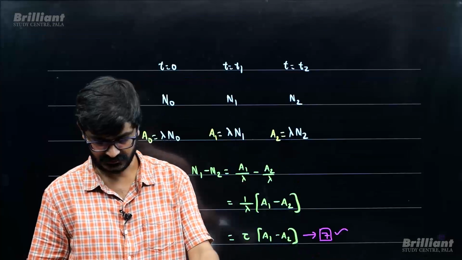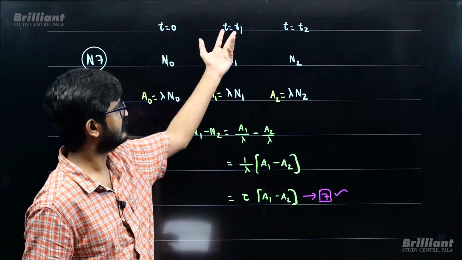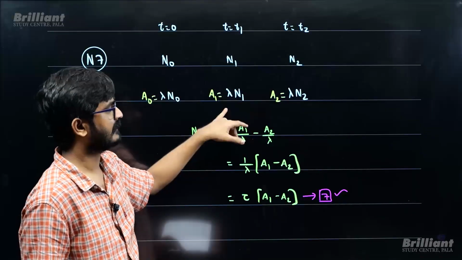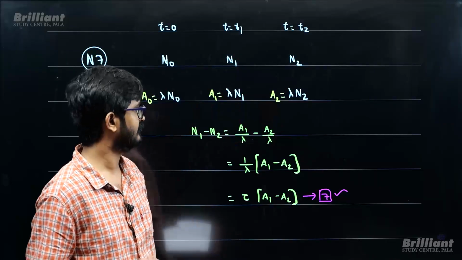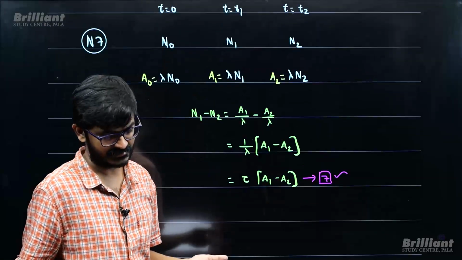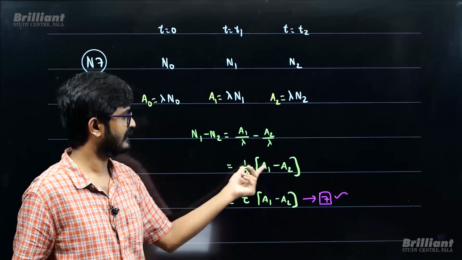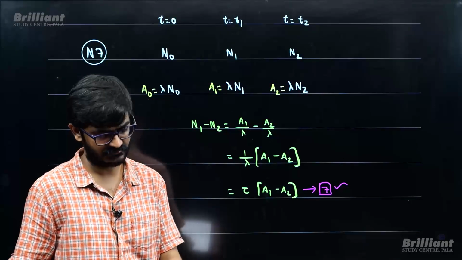So in the next question, they were saying at t equals 0, number of nuclei are n0. At t equals t1, it is n1. At t equals t2, it is n2. And the activity here is a0, here is a1, and here is a2. Activity is lambda times n. This much you know. They are asking what is n1 minus n2. n1 minus n2 is a1 by lambda minus a2 by lambda. 1 by lambda is nothing but tau. So it's a straightforward question.